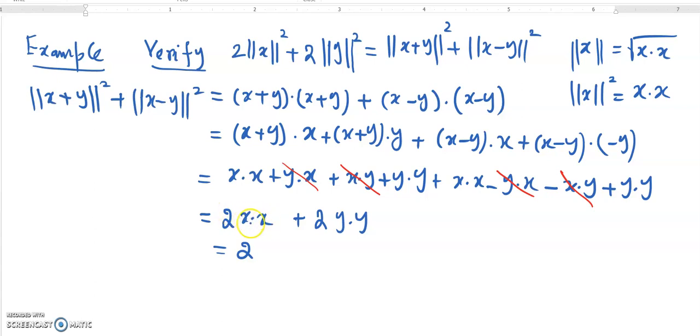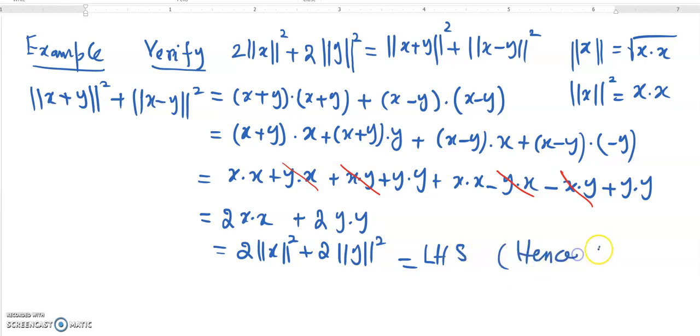What is x dot x? X dot x, according to the definition of the norm, is the norm square. So this is 2 norm of x square and 2 norm of y square. So hence we have proved it. This is the left hand side. So hence proved.